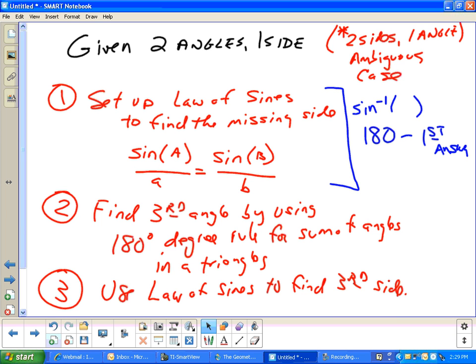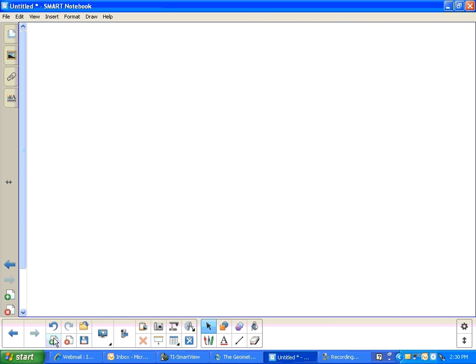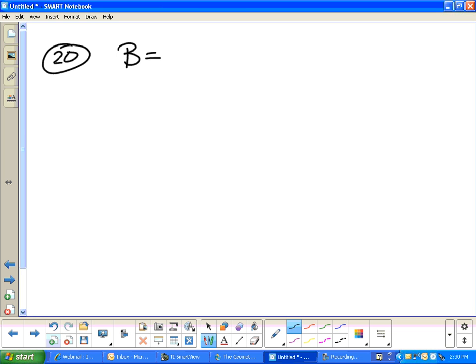So the example I want to work, and even if you're caught up on your notes, try this example to make sure you've got it so you're solid for your quiz, is problem number 20 from the book. They tell you that angle B equals 38 degrees, side b equals 21, and side c equals 25. So we get something that looks like this.